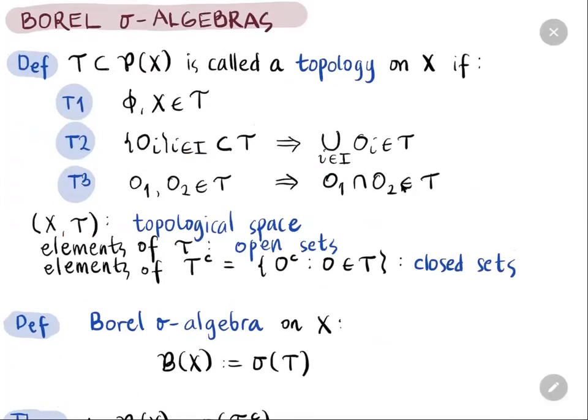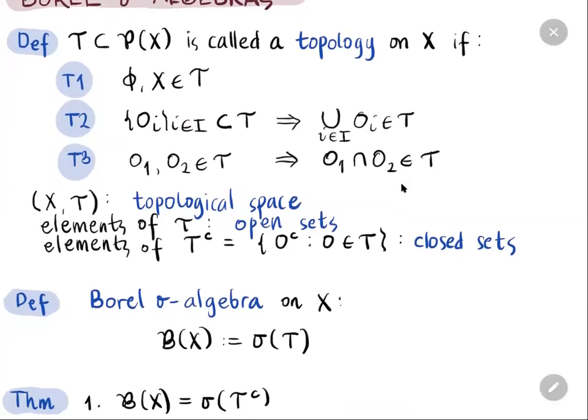So now there's what we call a Borel sigma algebra on a set X, or on a topological space X with topology T. This is basically the sigma algebra generated by the open sets. So recall that the sigma algebra generated by some collection is defined to be the smallest sigma algebra containing that collection. And it can be obtained by taking the intersection of all sigma algebras containing the topology T. So this is the definition of the sigma algebra generated by some collection we have defined in the previous lecture.